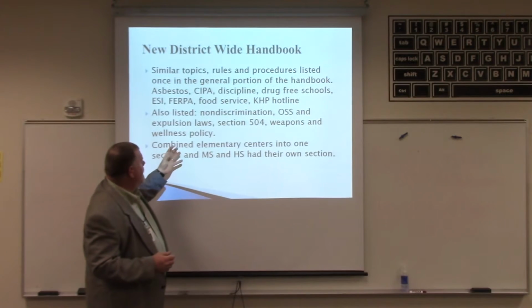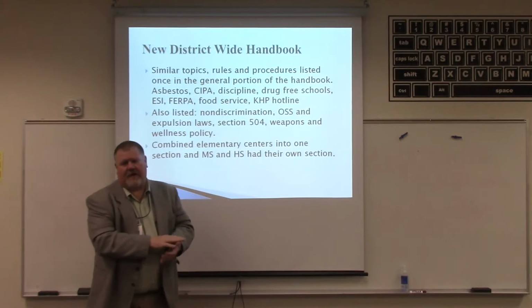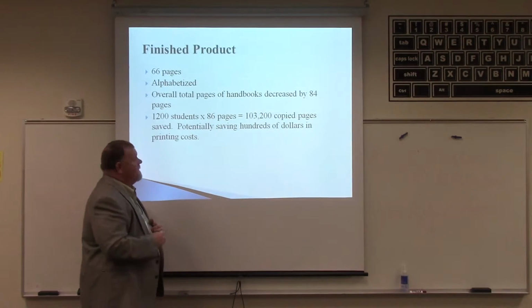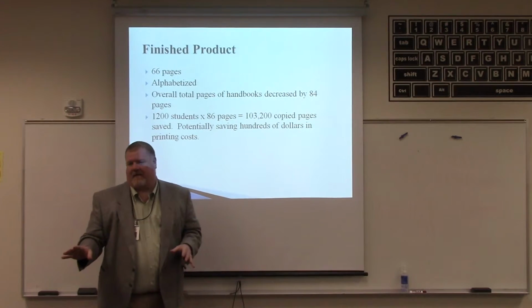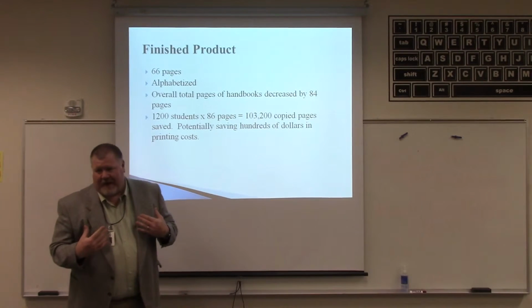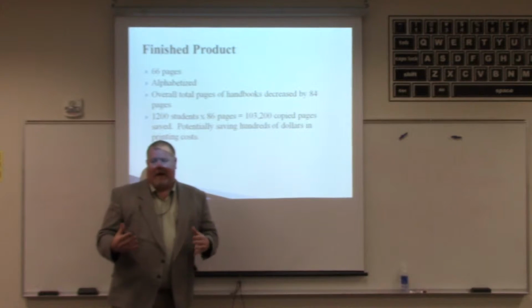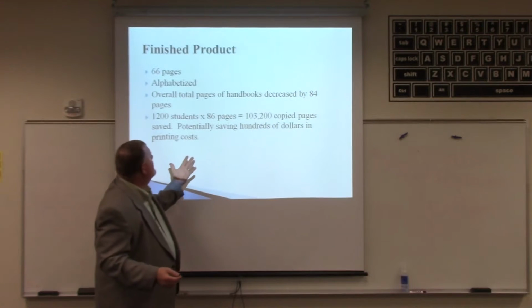Then we combined all the elementary centers into one section. Then the middle school had their own school section, and then the high school had a section in there as well. The finished product, now what you have in front of you is a very rough draft of the finished product, but it was 66 pages. It is alphabetized. I think we thought that would be the easiest way to go about it. Parents could start at A and flip through and find what they're looking for very easily.